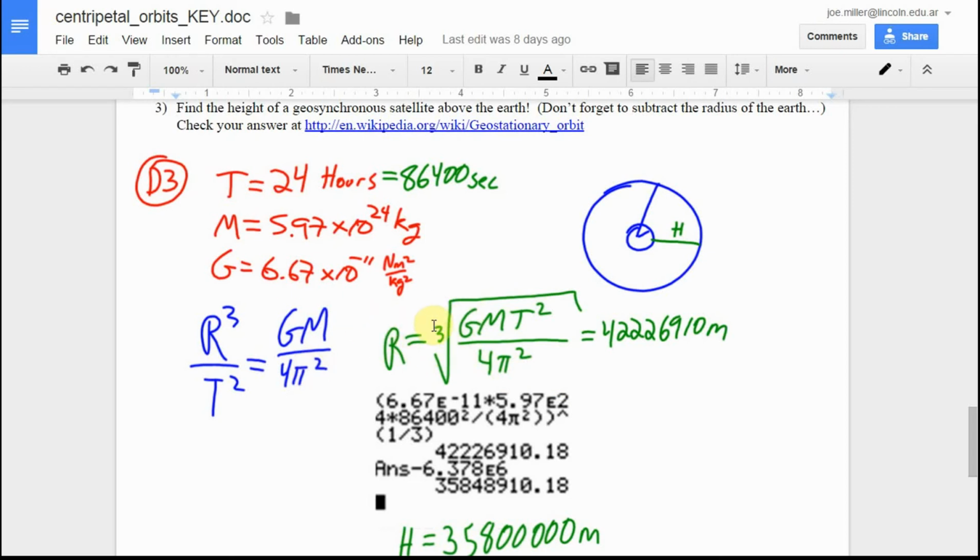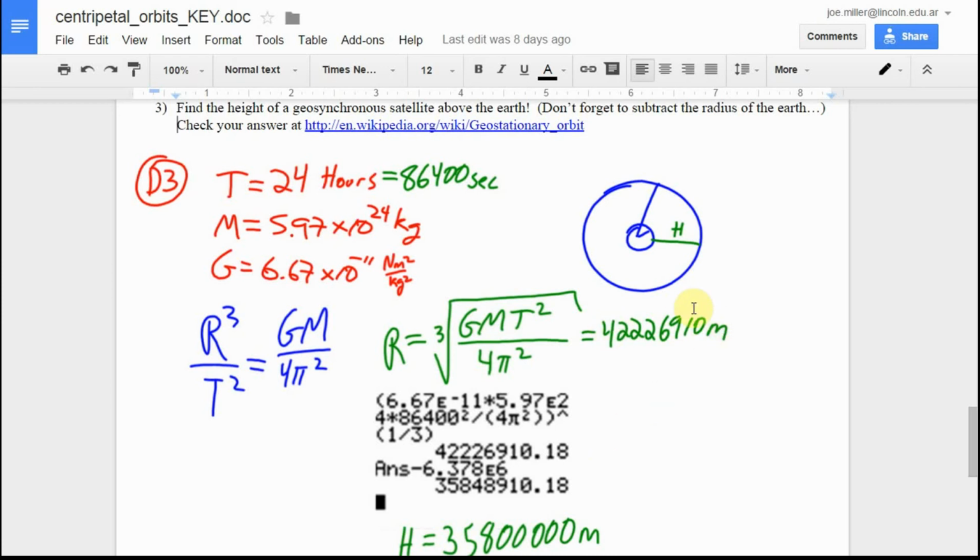You have to know how to do a cubed root. I use raised to the power of 1/3. You can see that here. But maybe you use the cubed root function, which a lot of calculators have. That's fine. If we do that, we get this fairly large number here, essentially 42 million meters. If we remember, the radius of the Earth was on the order of 6 million meters, so this is much larger than the radius of the Earth.